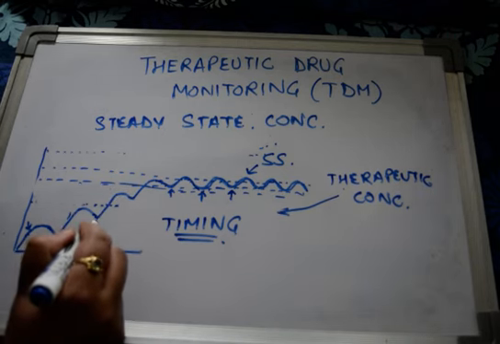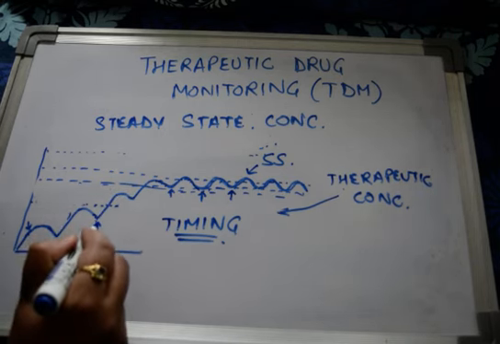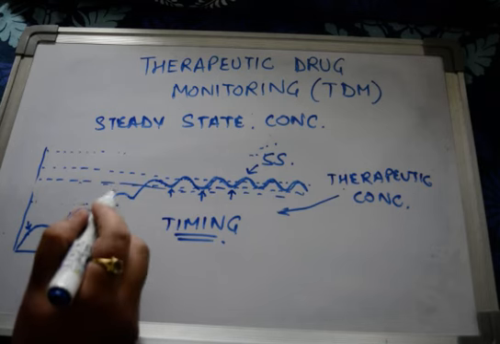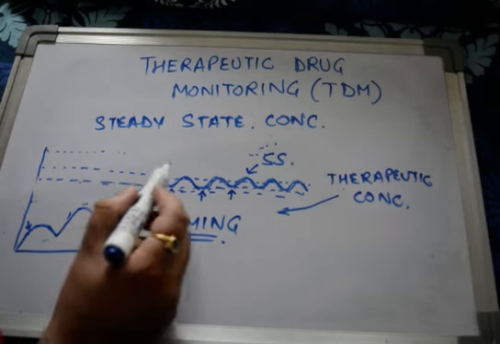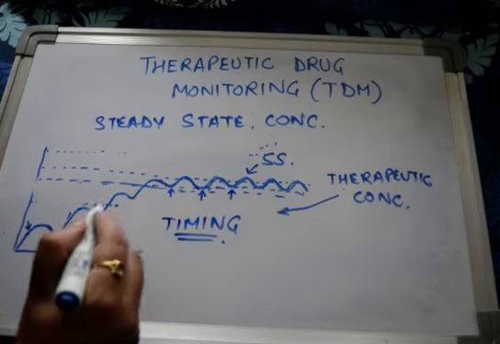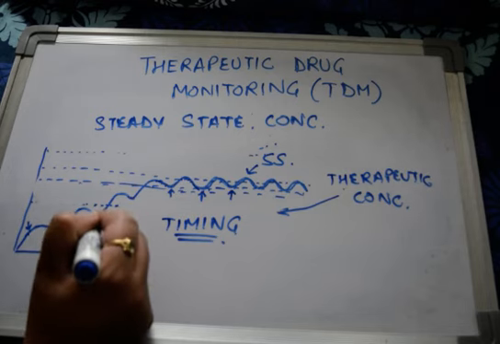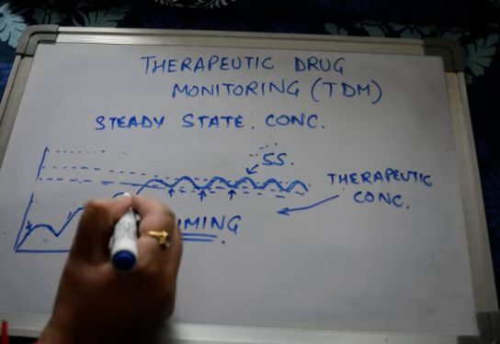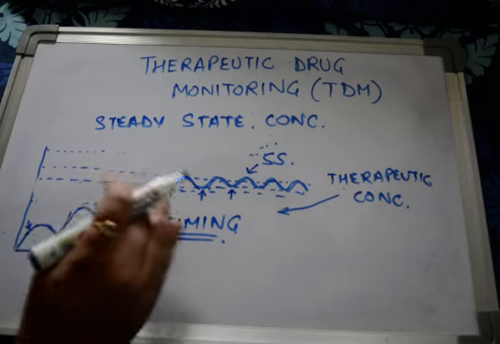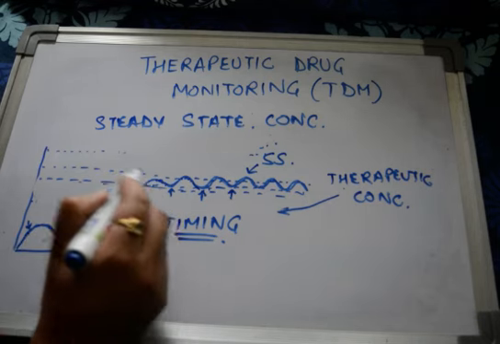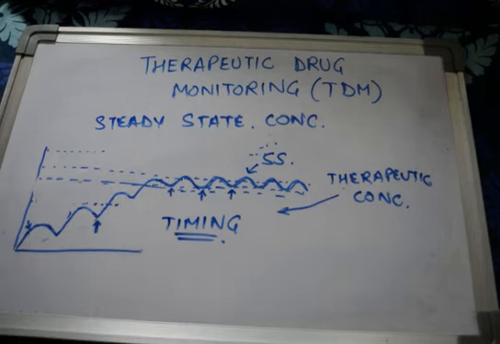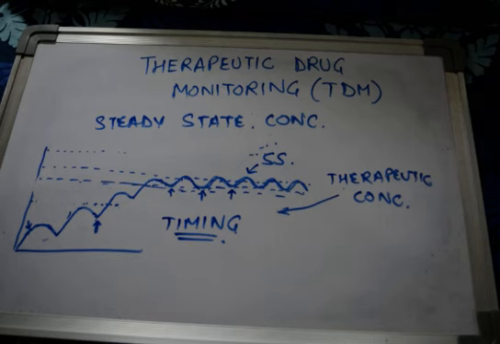If we take it after 2 half lives, say here, we can predict where the steady state will lie. Okay, so then we can adjust the doses. If we are going very fast, we might halve the dose. So that is one way of doing it, but generally it is taken when the steady state has already been reached, means after 4 or 5 half lives.